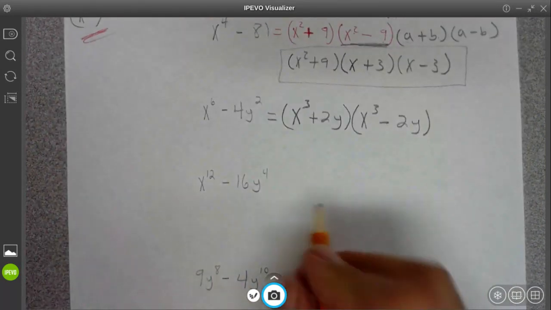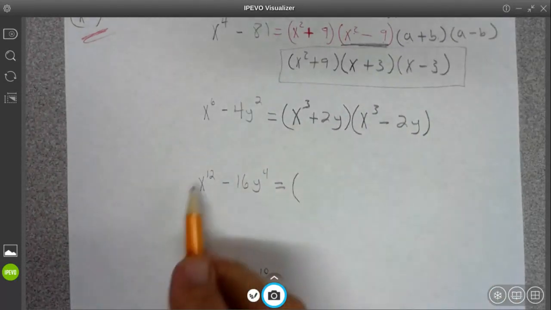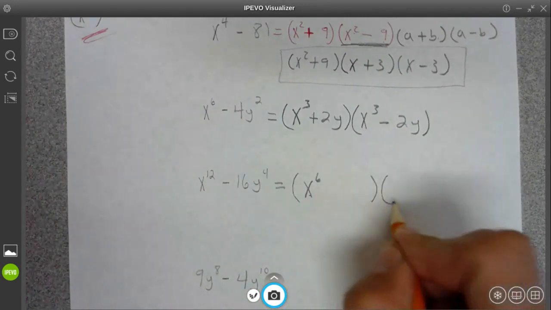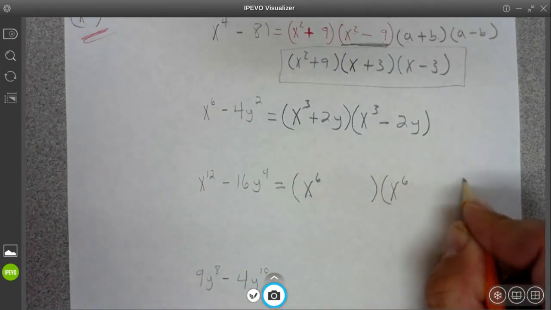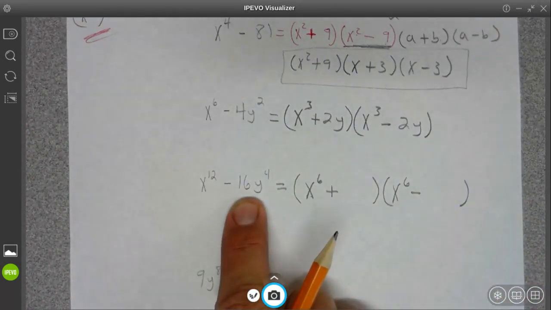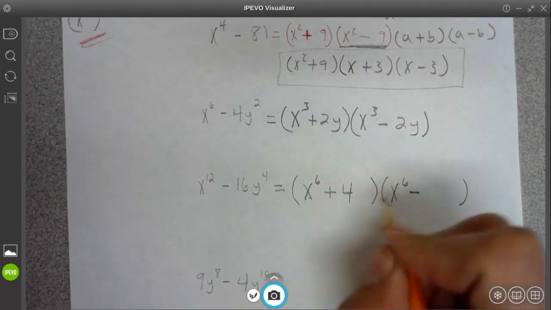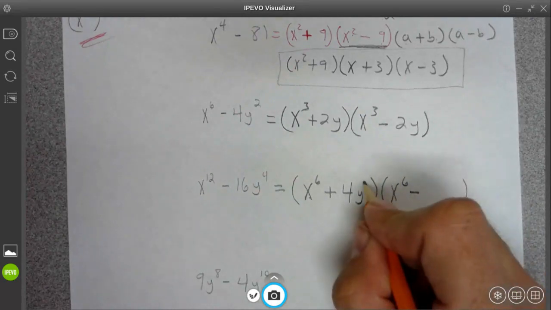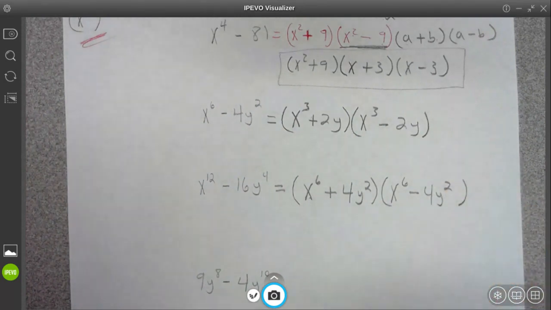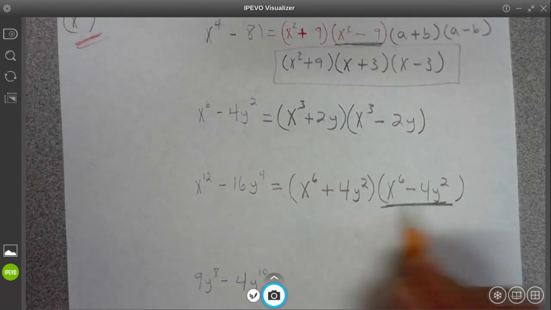Let's look at the third one here. So square root of this, or what times itself will give you x to the 12th. That's going to be x to the 6th. One's plus, one's minus. And then what times itself will give you 16y to the 4th? Well, that's going to be a 4y to the 2nd and 4y to the 2nd. Yeah, I didn't even notice I had these going on. This will actually factor again. This one will, right here.